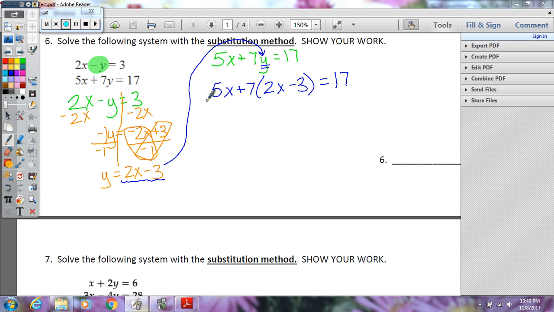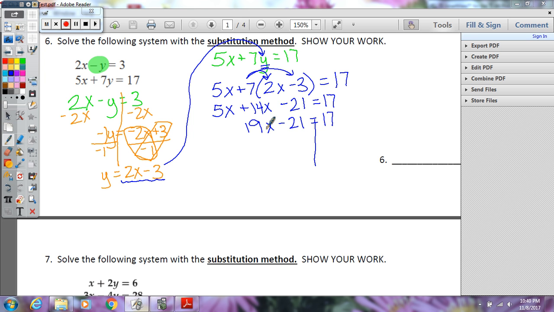Once you substitute that in, now you just want to simplify here. Guys, first step to simplifying is going to be to distribute the 7. 7 times 2x gets me a 14x, and then 7 times negative 3 gets me a negative 21. Be really careful with those positives and negatives. Now, next step to simplifying is going to be to combine like terms. 5x plus 14x, that's going to get 19x. And guys, I can combine those because they're on the same side of that equal sign.